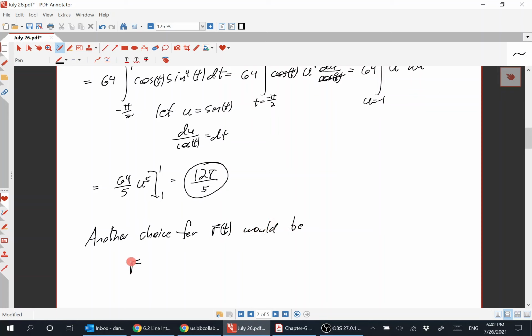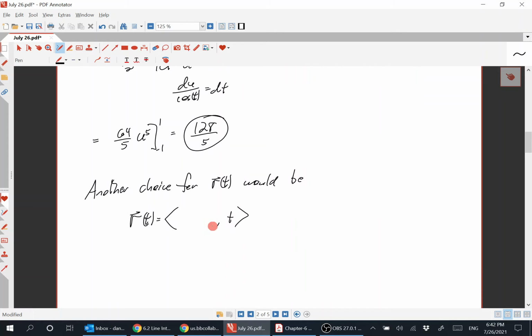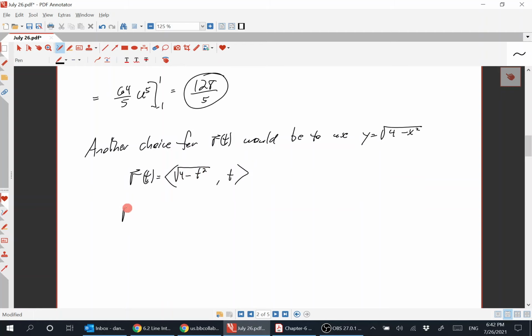Then r of t would be, well, let y equal t, and then r of t would have the x-coordinate for the circle, right? To use y equal to the square root of 4 minus x squared, we have y equal to t, x equal to the square root of 4 minus t squared. So then r prime of t is equal to minus t over the square root of 4 minus t squared, and 1.